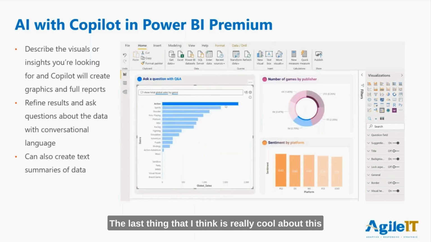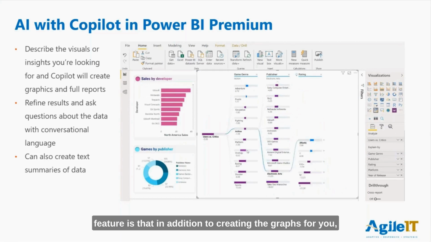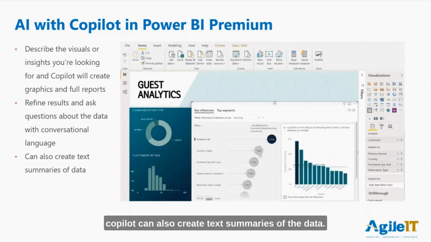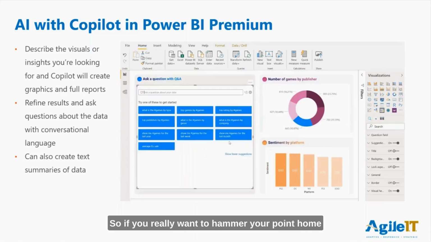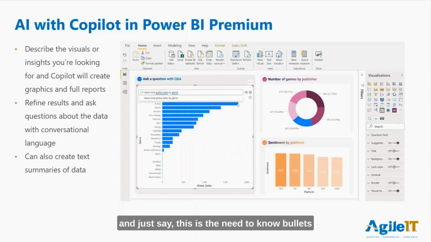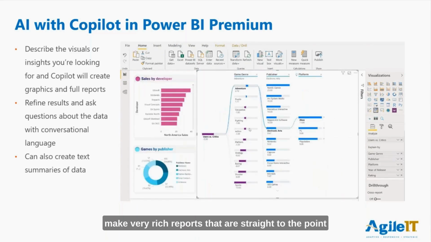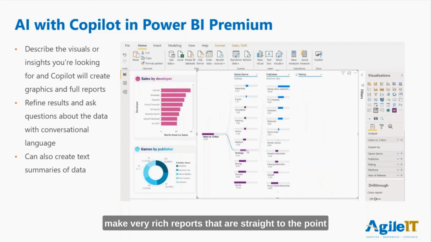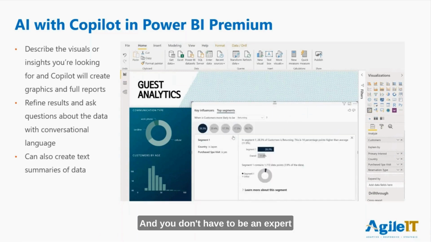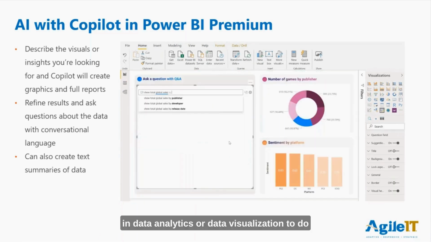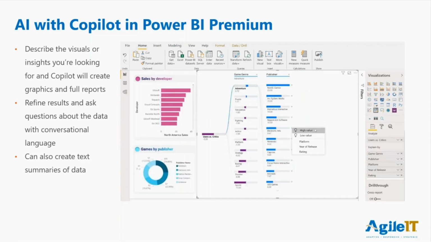The last thing that I think is really cool about this feature is that in addition to creating the graphs for you, Copilot can also create text summaries of the data. So if you really want to hammer your point home and just say, this is the need to know bullets for this graph, you can do that and just really make very rich reports that are straight to the point and communicate very clearly what you're trying to get across. And you don't have to be an expert in data analytics or data visualization to do that, which is just really exciting.